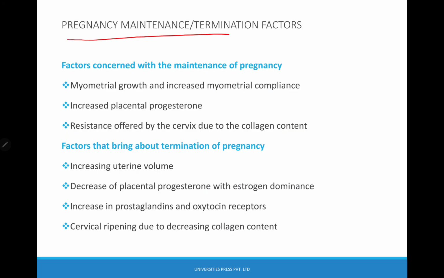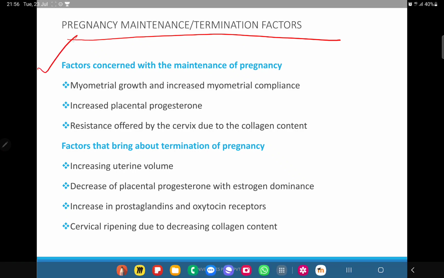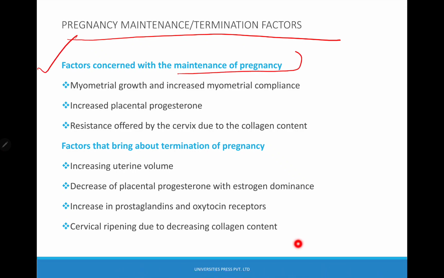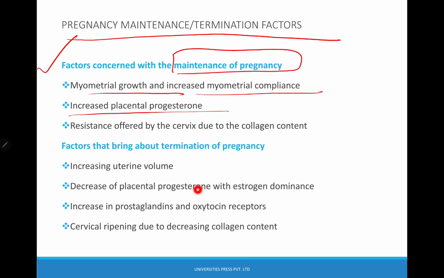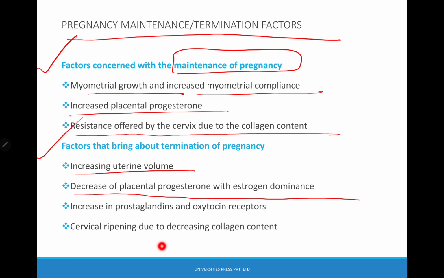Pregnancy maintenance and termination. Factors concerned with the maintenance of pregnancy are myometrial growth and increased myometrial compliance, increased placental progesterone, and resistance offered by the cervix due to collagen content. Factors that bring about termination of pregnancy are increase in uterine volume, decrease of placental progesterone with estrogen dominance, increase in prostaglandins and oxytocin receptors, and cervical ripening due to decrease in collagen content.